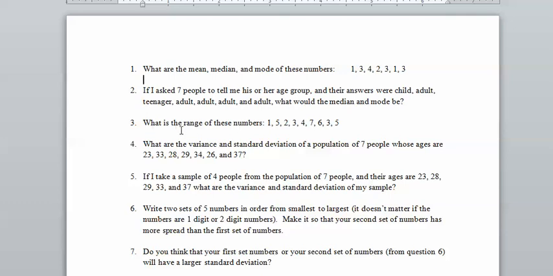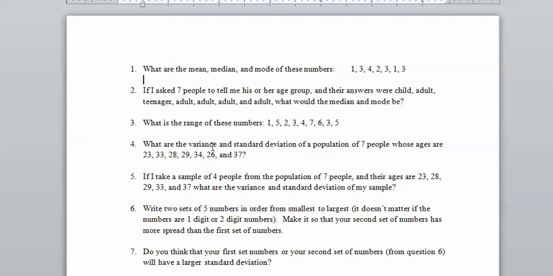Question 3 says, what is the range of these numbers? You don't even need a calculator for this answer. Just find the highest number and find the lowest number, and then subtract the lowest number from the highest number. And also show your work for this question. You can just show it on the same piece of paper that you used for question 1. Just do all of your work on one piece of paper, unless you run out of space, and then you can start a new piece of paper.